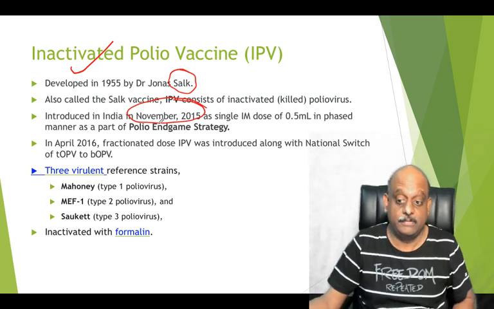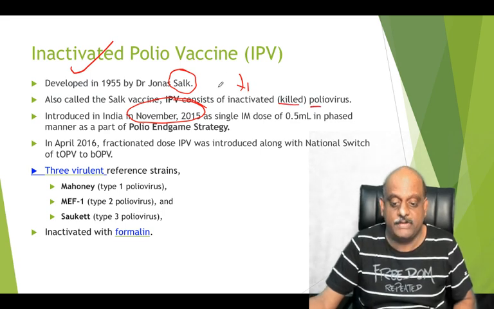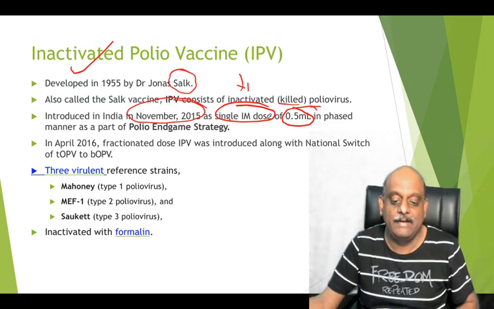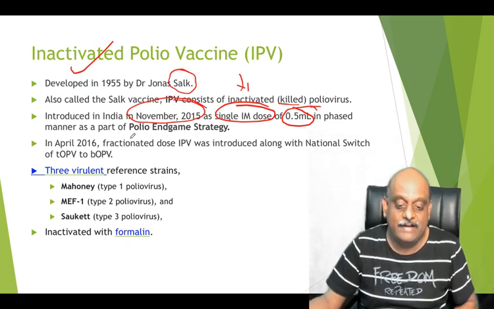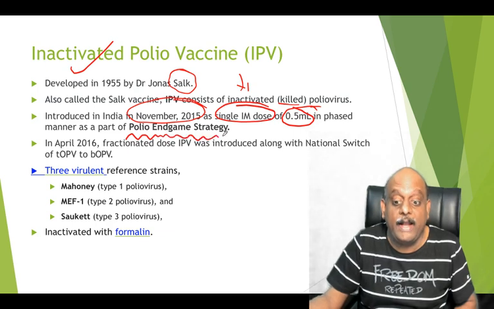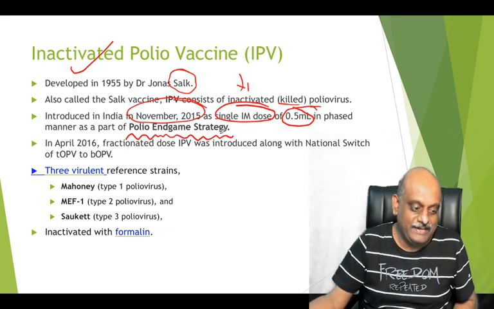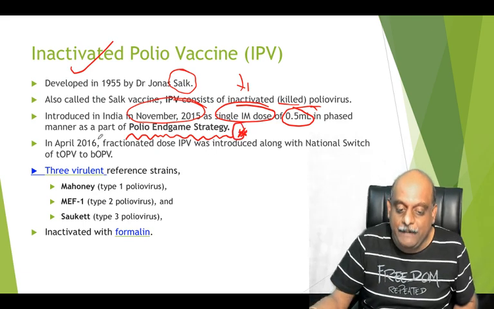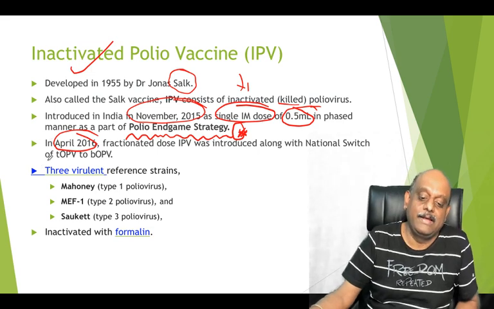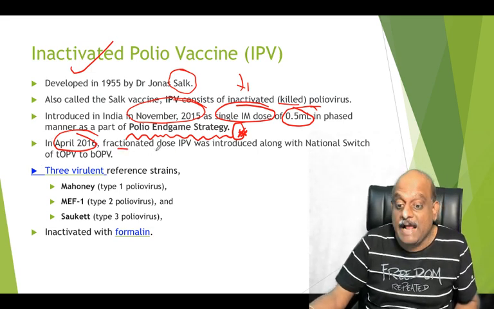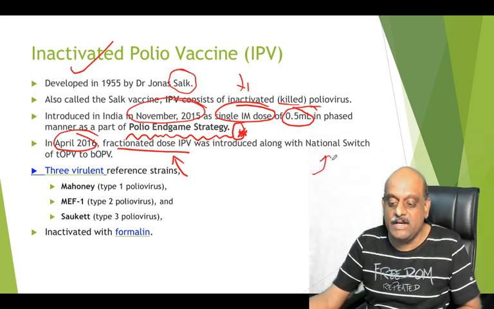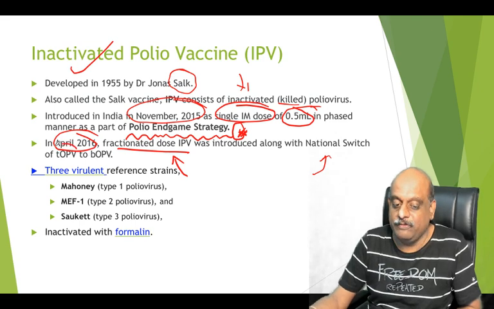It is reintroduced. It has inactivated, killed polio virus. It is given as a single IM dose of 0.5 ml in a phased manner as a part of the polio end game strategy. This is a favorite MCQ in tomorrow's exam also. In April 2016, they introduced fractionated dose IPV along with the national switch of tOPV to bOPV.